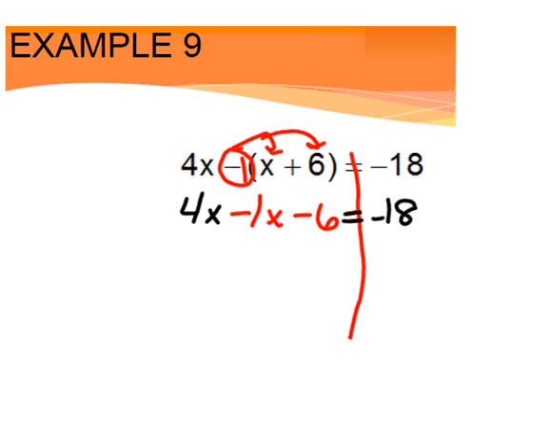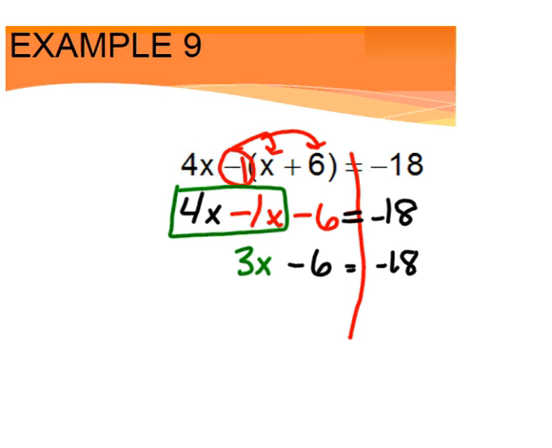Next, we want to combine our like terms. We have to do that before we can solve. And if we look here, I have an x and an x. So those two I know are like terms. This -6, however, does not have an x, so I cannot include that when I combine these. So 4x minus 1x is going to give me 3x. I can then bring down the -6 and the equals -18.